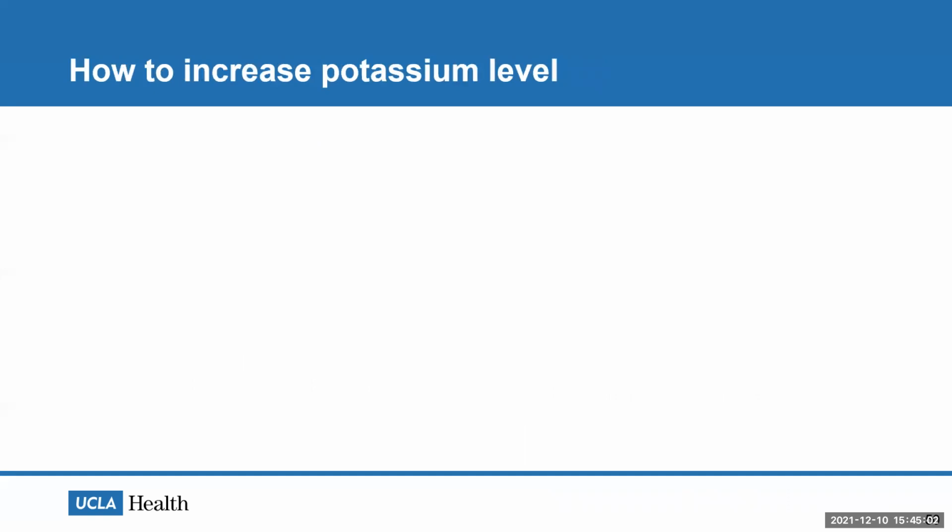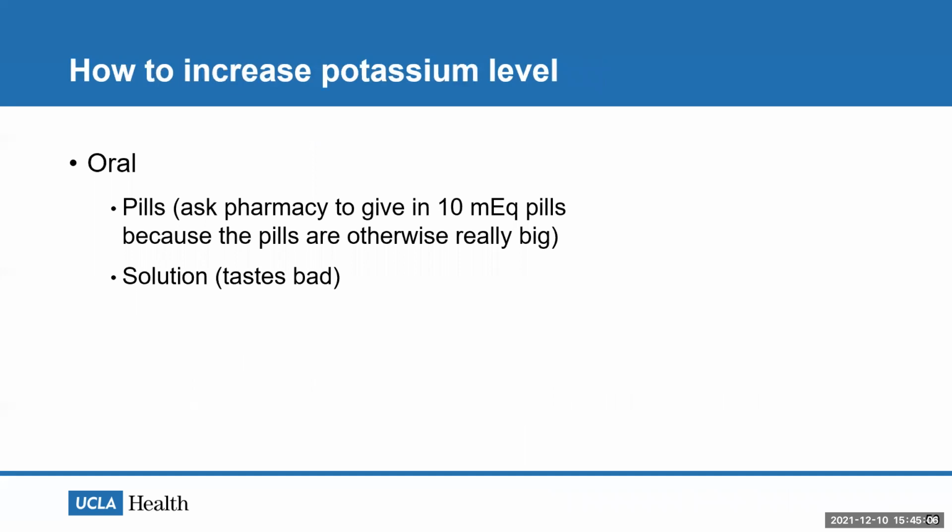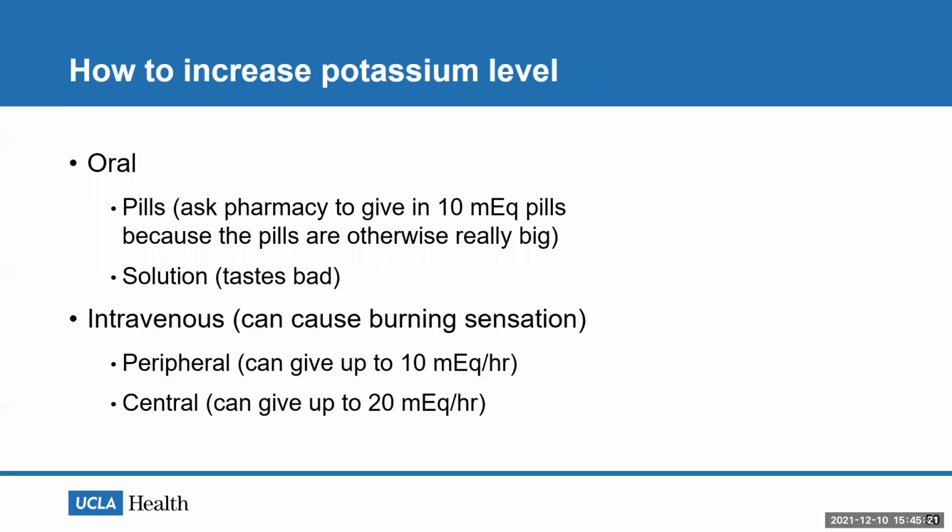So how do you increase your potassium level? So you calculate how much you need, and then you can give it orally. If you're going to give a pill, ask the pharmacy to give it in 10 milliequivalent pills. So if it's 80 milliequivalents to replete, it's going to be 8 pills. Otherwise, the pills are huge. Or you can give a solution which apparently tastes really bad. Alternatively, you can give it IV, but it can cause a burning sensation. If you give it peripherally, you can give 10 an hour. If you give it centrally, so an IV in the neck, you can give up to 20 per hour.